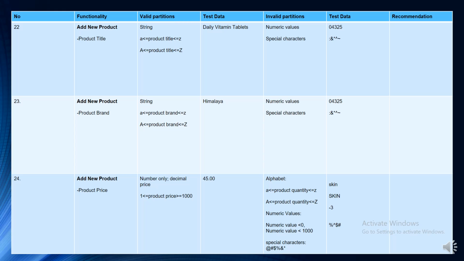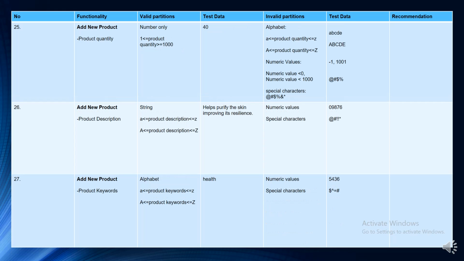Next is add new product, the product title. It must be in a string value, such as daily vitamin tablets, and the product brand also must be in a string value, such as Himalaya. The product price must be a number with a decimal price. For the product quantity, the user must enter a number only.